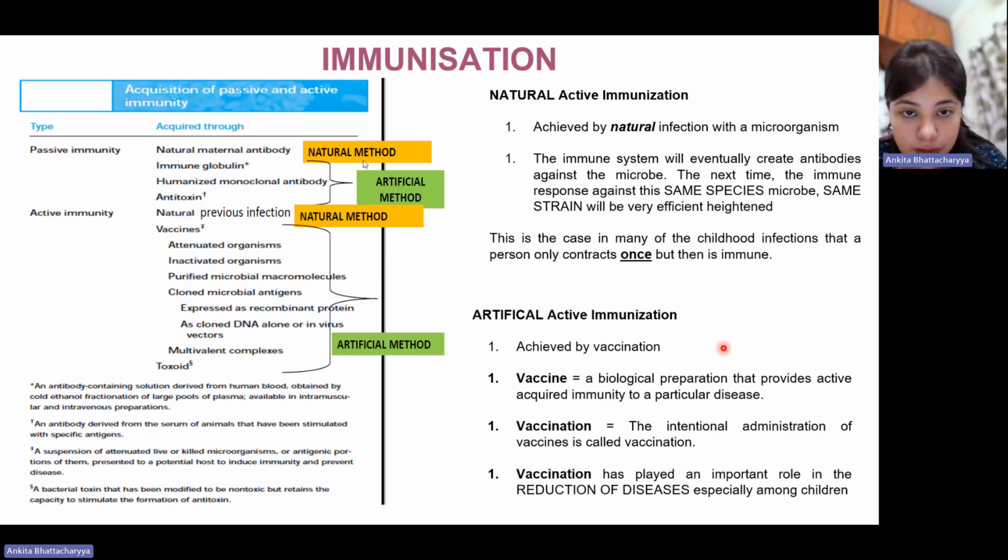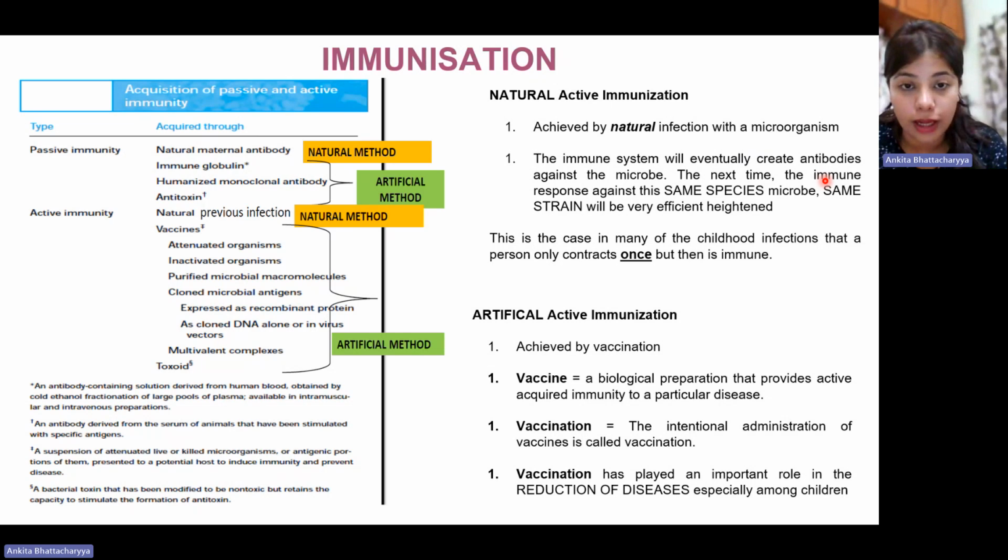Of course, active and passive immunization are two classifications, but apart from that, you can have natural active immunization or artificial active immunization. First, natural active immunization is achieved by natural infection with a microorganism. The immune system will eventually create antibodies against the microbe. The next time there is an infection with the same microbe or pathogen, the immune response will be much quicker, more rapid and more heightened in nature.